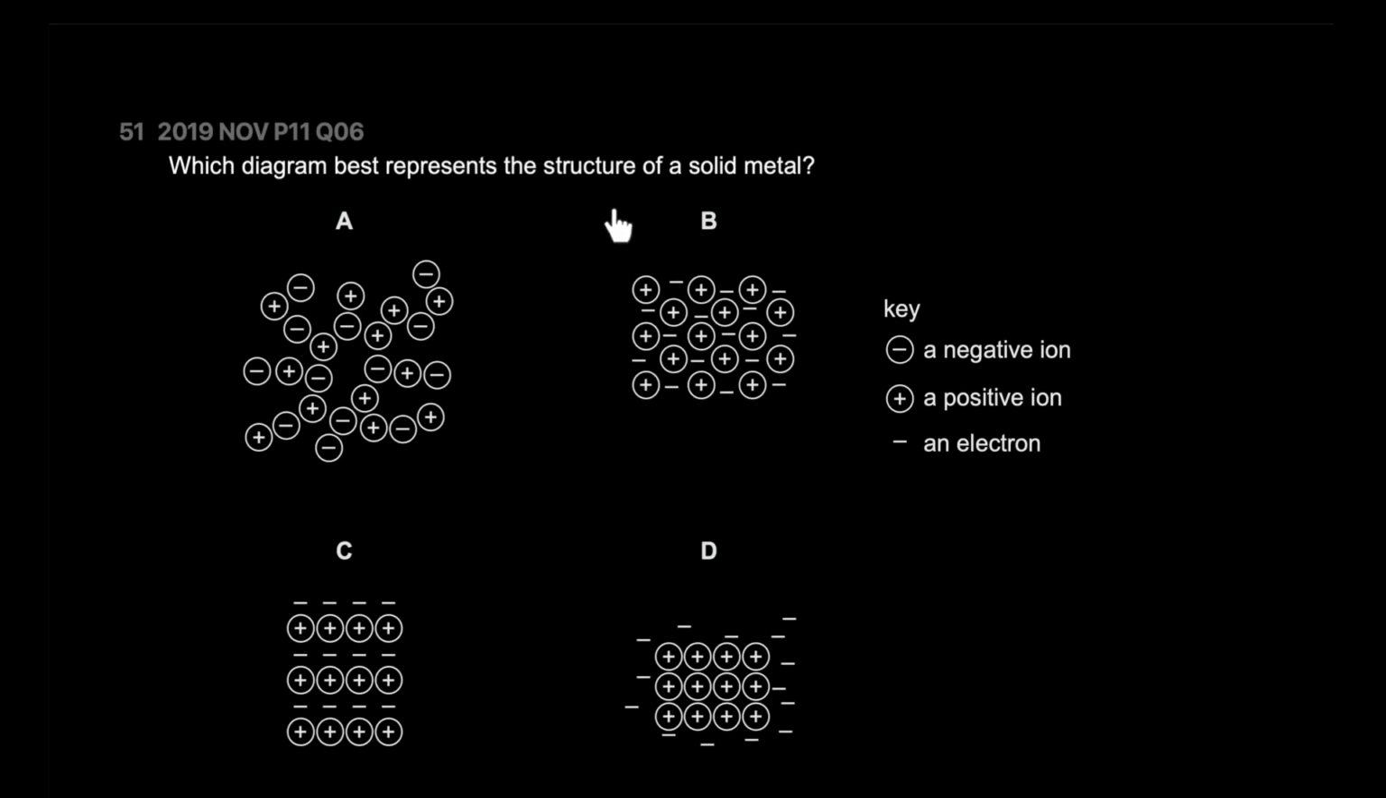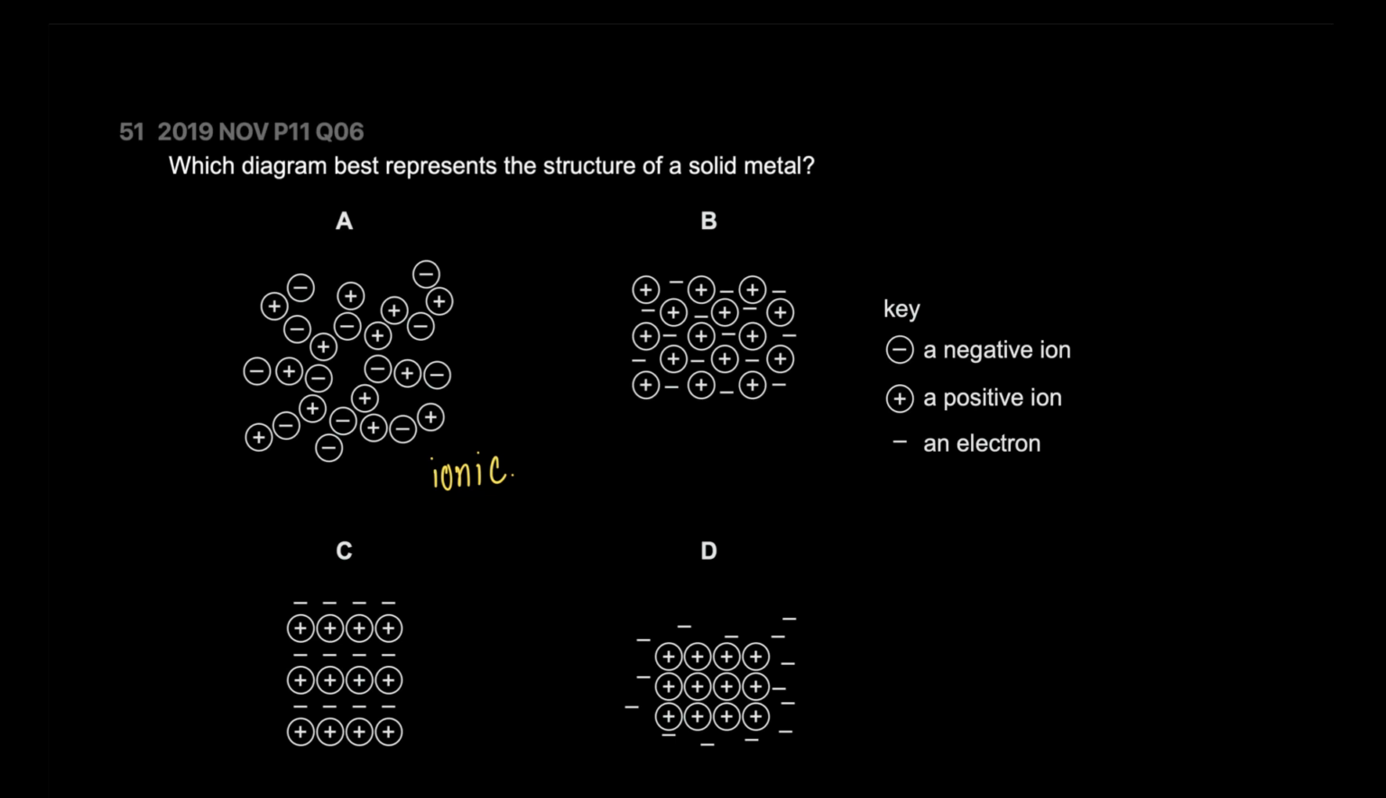Which diagram best represents the structure of a solid metal? Well, solid, right? So A doesn't look like a solid, and there are no electrons over here. These are negative ions. So that's ionic. So let's highlight that. We are talking about ionic. For B, that looks a lot like a metal. What's wrong with B?